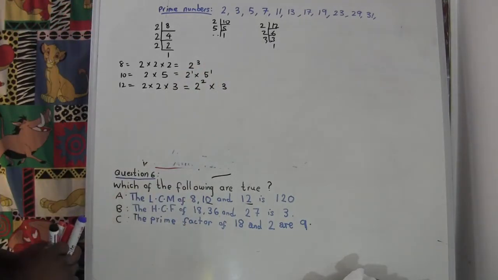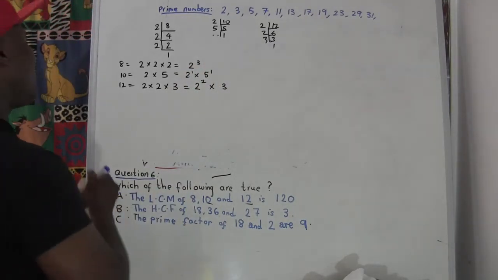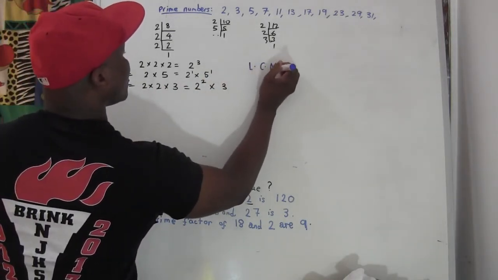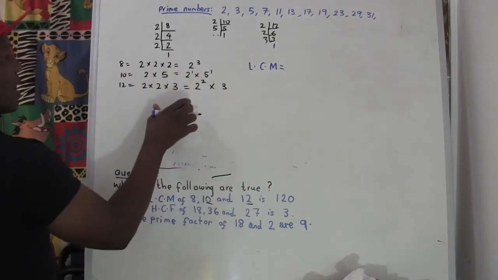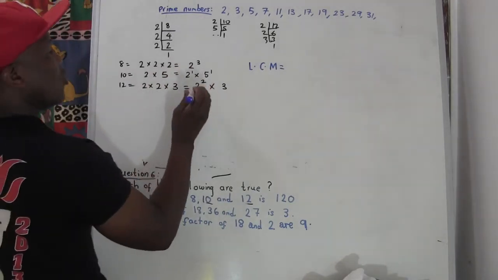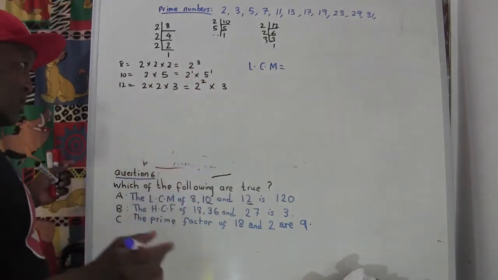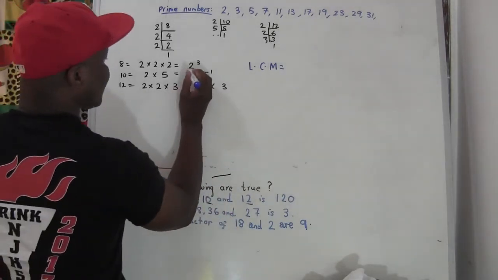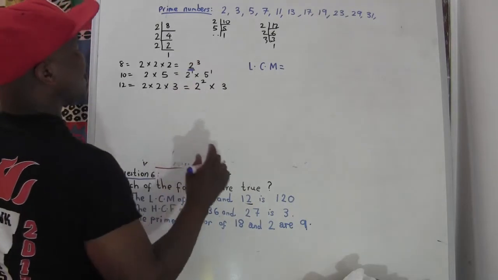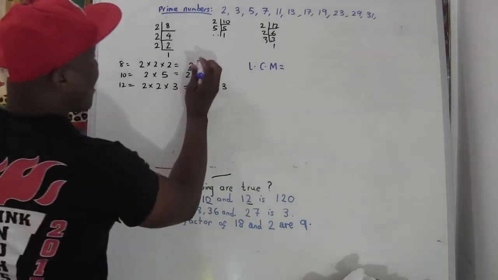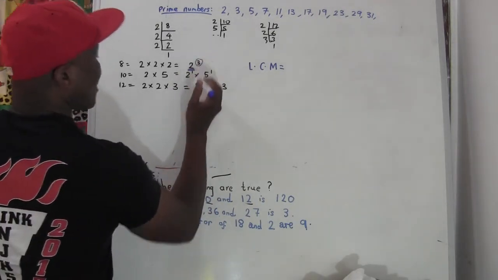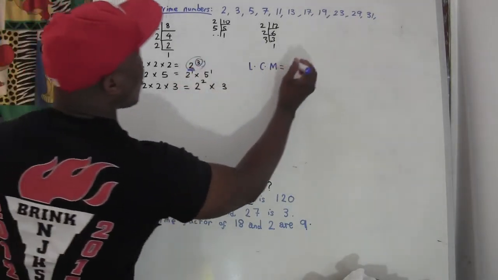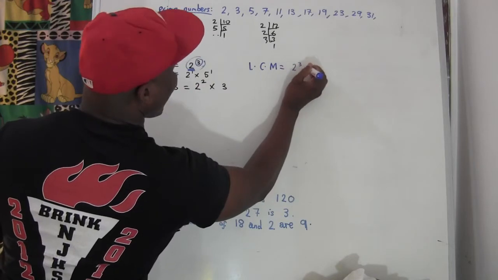So what you want to do for LCM, you look at all these groups, and then look for the number with the highest degree. You know what I'm saying? But it should not be the same base. So for example here, our number is going to be 2 power 3. That's the number with the highest exponent. Excuse me, I meant to say exponent. The number with the highest exponent here is 2 power 3. So take that and then multiply.